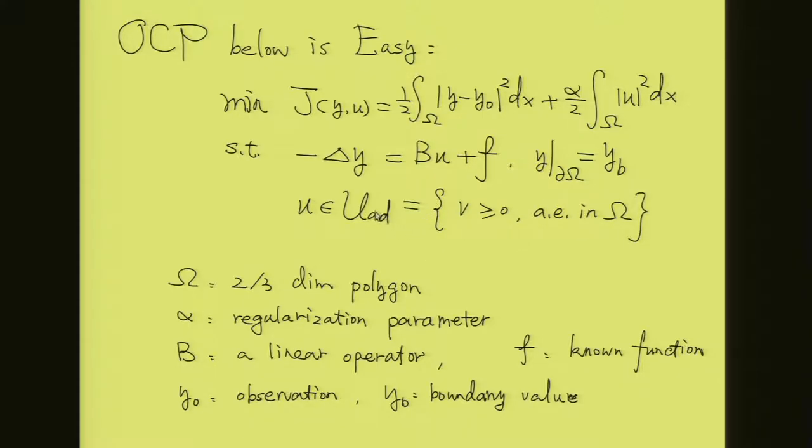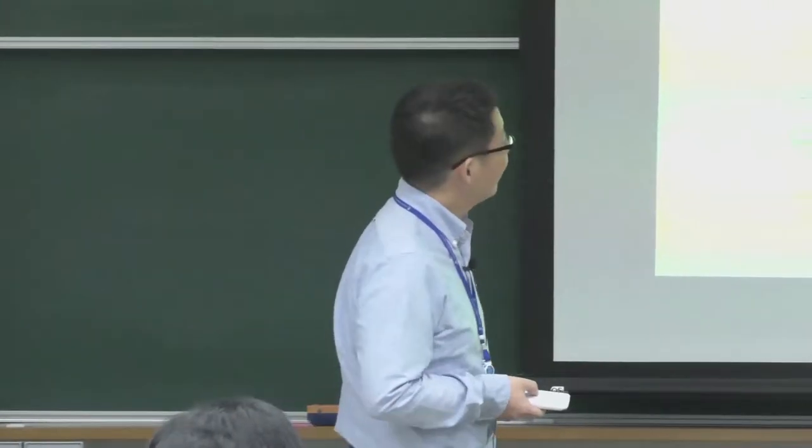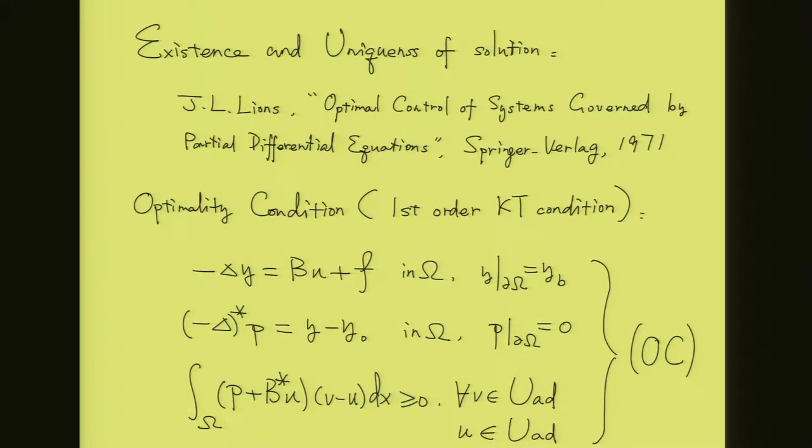For a convex admissible set here, and for this equation, we know that the solution exists and it is unique. But if this admissible set is not convex, we cannot have the uniqueness of the solution. Basically, this is simple and it is linear. The existence and the uniqueness of the solution were already established more than 40 years ago.